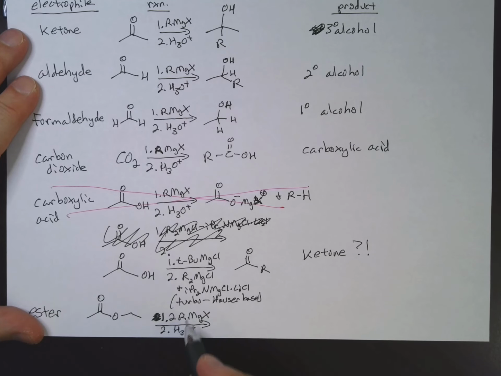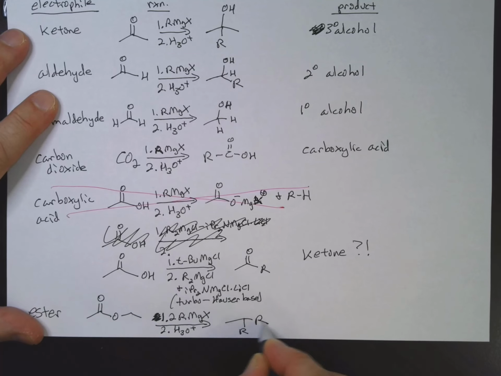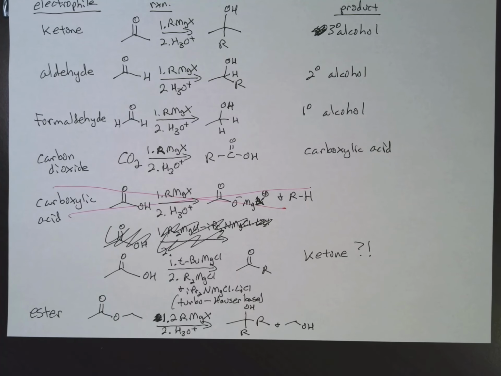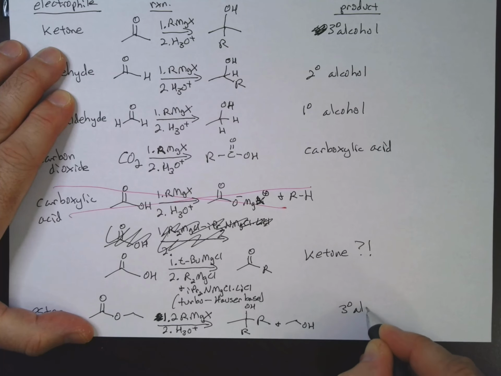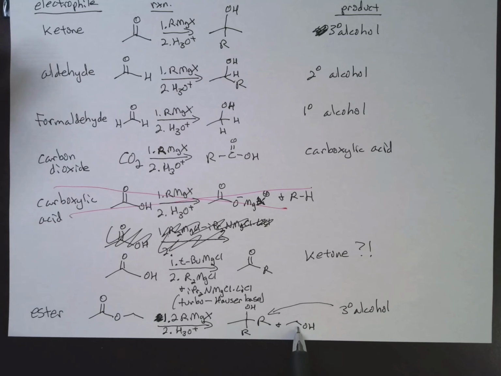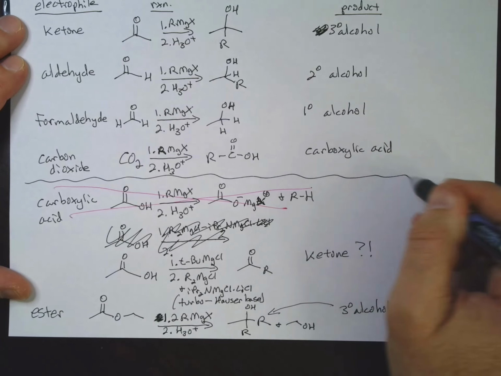So one of these will actually add in, and then we need another one to add in and kick off the OCH2CH3 group in this case, and we will get now R, R, OH plus the alcohol. And so what we end up getting now is a tertiary alcohol, which is that guy there. And we also get, as a side product, another alcohol.